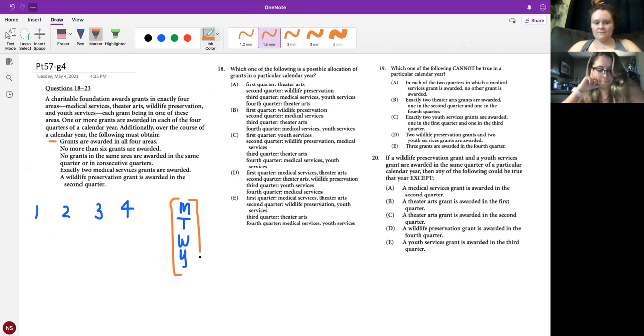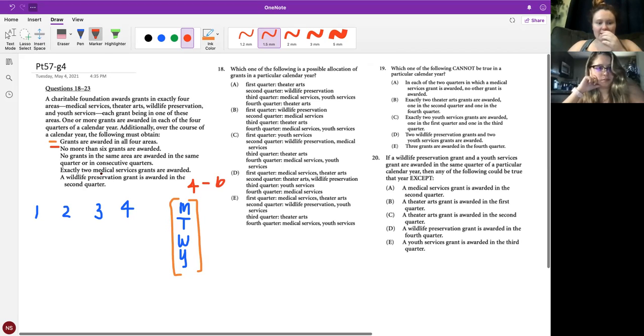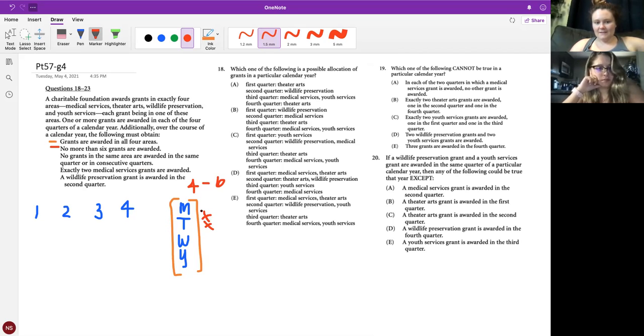Cool. All right, rule 2, no more than 6 are awarded. So I'm like, okay, there's at least going to be 4 at this point, but no more than 6. Rule 3, no grants in the same area are awarded in the same quarter or in consecutive quarters. So that means we can't have any duplicates this way, or this way.